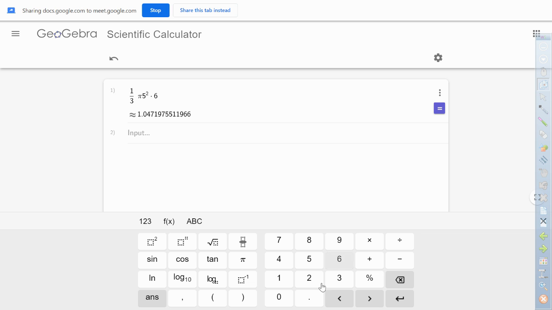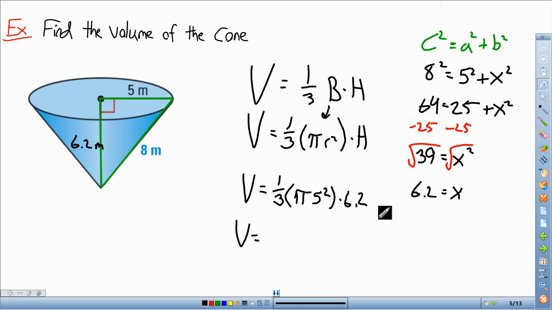Times 6.2. Why does that look so weird? There's something about me going back and forth that's giving me wrong answers, I think. Let's see. There we go. Finally did it. Okay, so I'm getting 162.31, so 162.3. And we're talking about units cubed, so meters cubed.